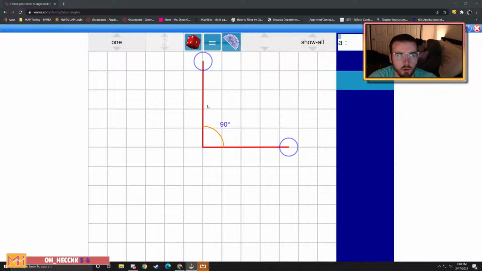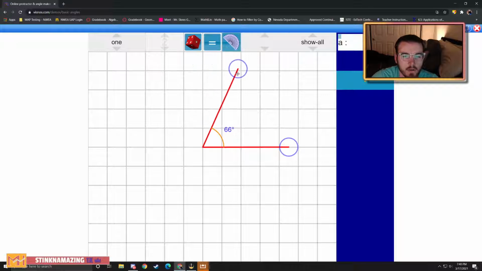I found this tool online very quickly. It's not the best tool, but it's a decent tool. So this bottom side is called the initial side, and it's going to stay put. And this side that I'm moving is called the terminal side. As I move the terminal side closer to the initial side, the angle, represented by the yellow arc, is getting smaller. And as I move the terminal side, it begins to get larger.